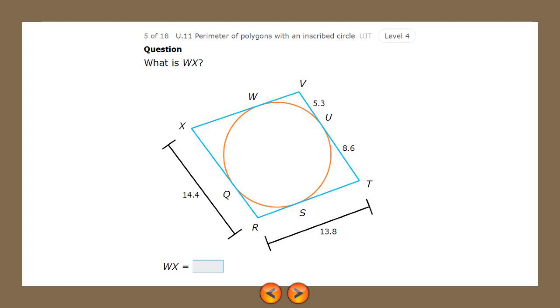Same exact idea here, we'll just do it a little bit faster. V to U is 5.3, S to T is 8.6. Going from U to T, T to S should also be the same. Those should be the same length, 8.6. If R to T is 13.8 and S to T is 8.6, R to S has to be the missing distance in between, which is 4.8.